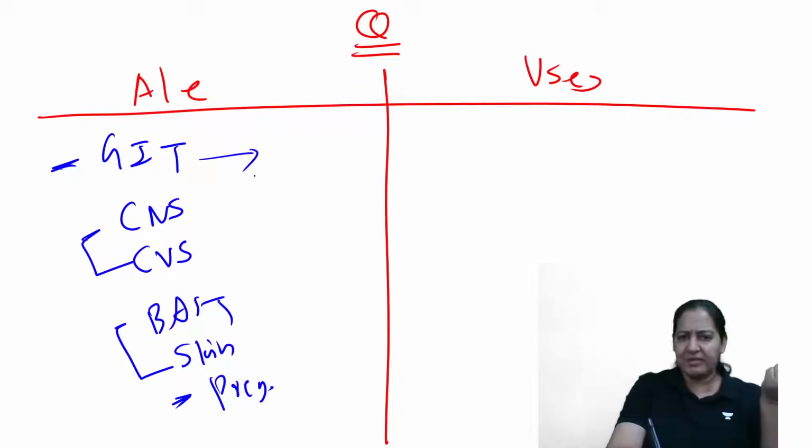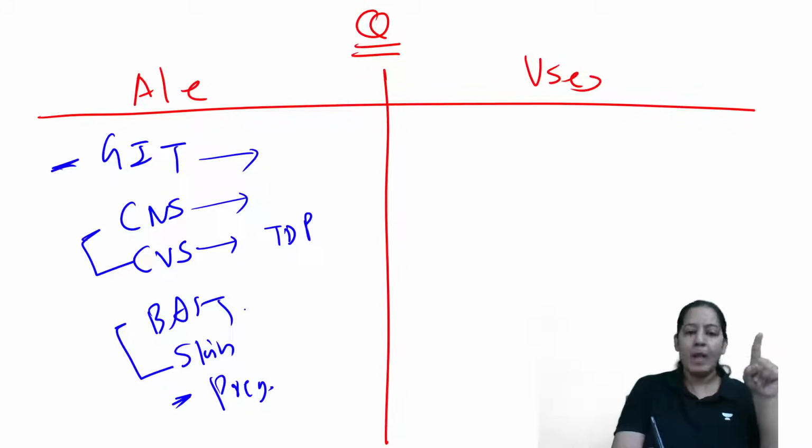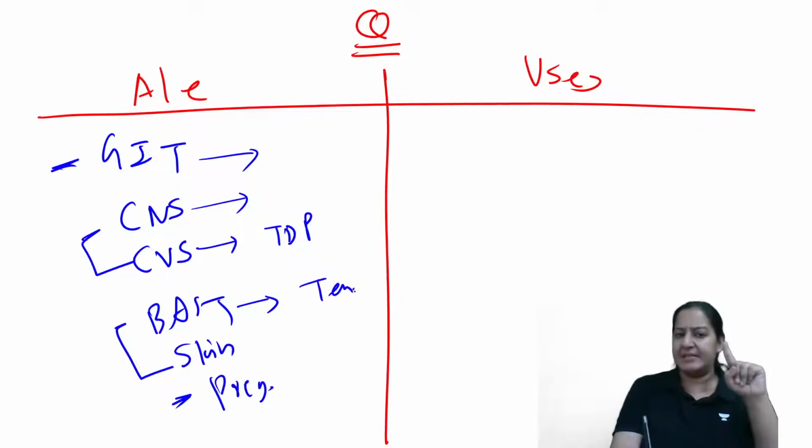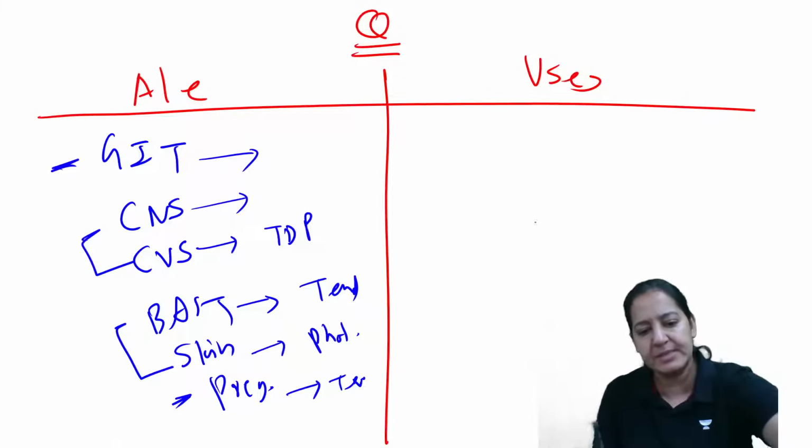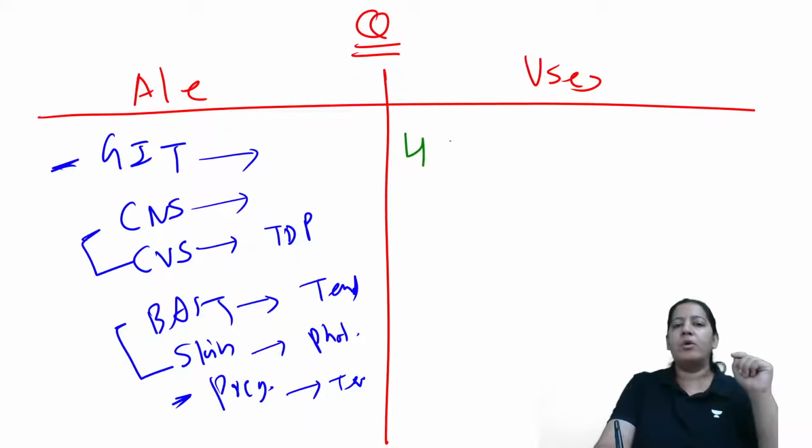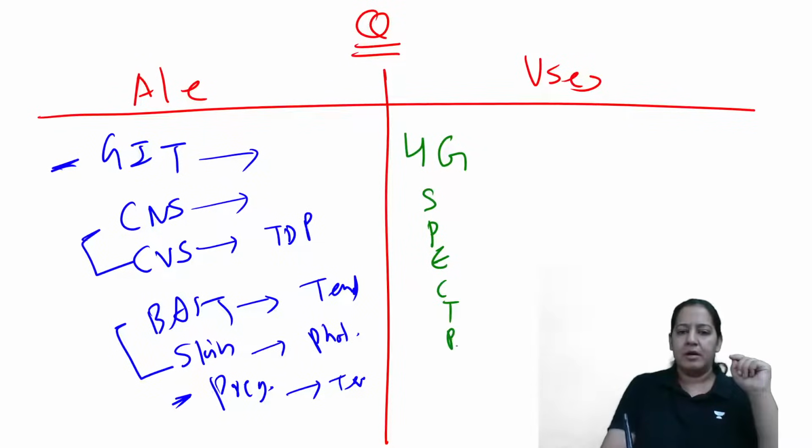We know that GIT में non-specific are there, diarrhea, vomiting, constipation. CNS में भी non-specific है. CVS में specific torsades, D pointers. बोन्स ऑफ टिश्यू में स्पेसिफिक है टेंडिनाइटिस, स्किन में स्पेसिफिक है फोटोटॉक्सिसिटी, और प्रेगनेंसी में स्पेसिफिक है टेराटोजेनिक. राइट. यूजर्स, हु विल टेल मी द यूजर्स? द यूजर्स इज 4G spectrum CT. Who will tell me the answer?